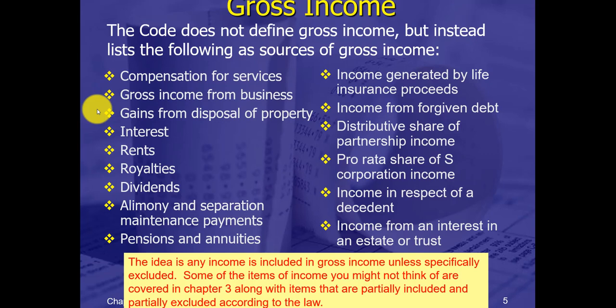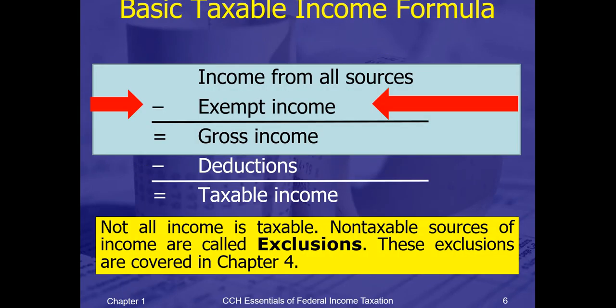So gross income includes even things that you might think of as given to you as a benefit that your employer provides for you. If they give you a trip somewhere as a reward, that's gross income. So unless it is specifically excluded, it is included. That's the general rule. Some are excluded, that we'll talk about in Chapter 4.